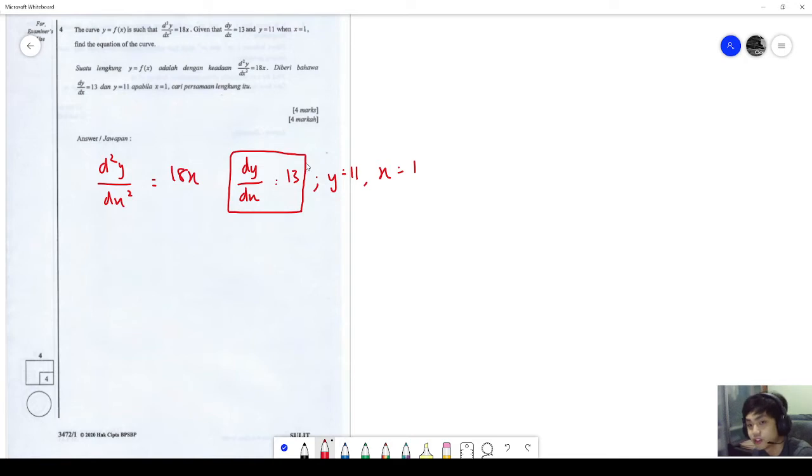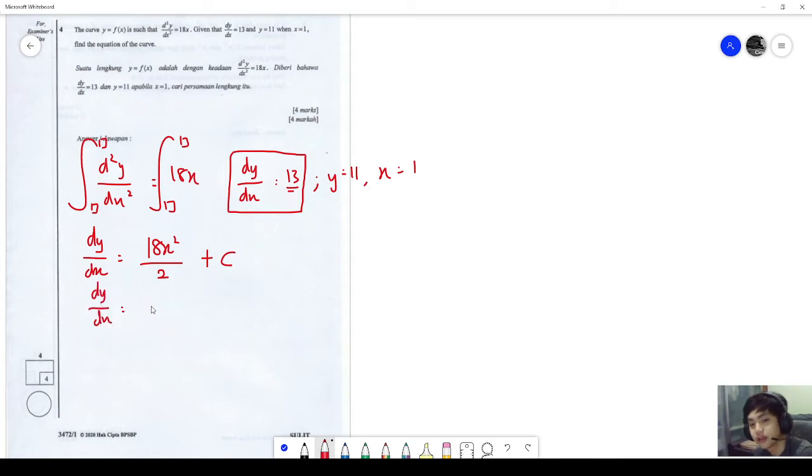It's no longer a gradient function because there's no more unknown, it is just a constant at this point. So we have to start from an equation that actually gives us an unknown to work with. We're going to start with the second derivative. If we integrate d squared y over dx squared, we end up with dy/dx. Integrating 18x will be 18x squared over 2 plus c. We have a c here because we have no limits for integration, as this is an indefinite integral. So dy/dx equals 9x squared plus c.